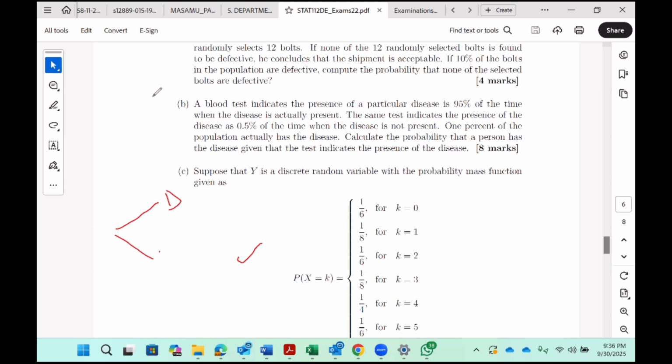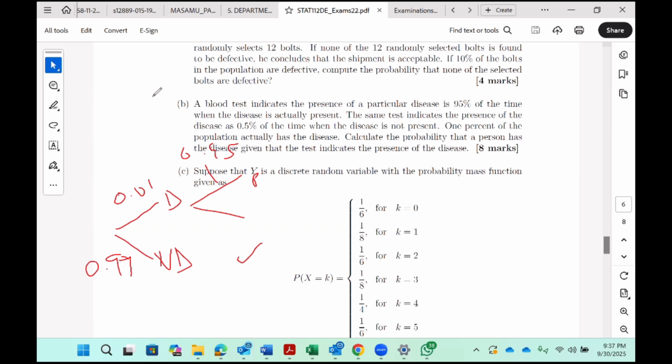0.01. That's 1%. And this will be 0.99, the population who does not have the disease. Then, if the person has the disease and is tested, the probability that the test is positive is 0.95. Then negative will be 0.05.